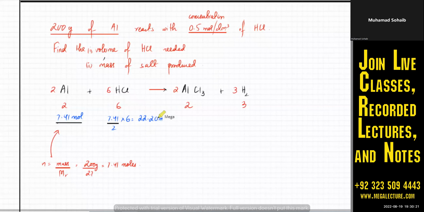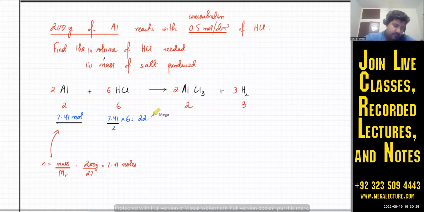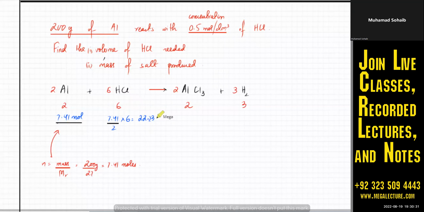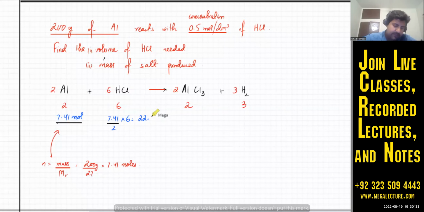23. ये वाला 22.23. Yes, sir. So 22.2 कर लेते हैं. 3 significant figures, right? अच्छा वो moles आ गए. And you can figure out the moles of AlCl3 as well. That's 2:2. It's going to be the same thing. 7.41 divided by 2 into 2. This moles will come out to be 7.41 as well.